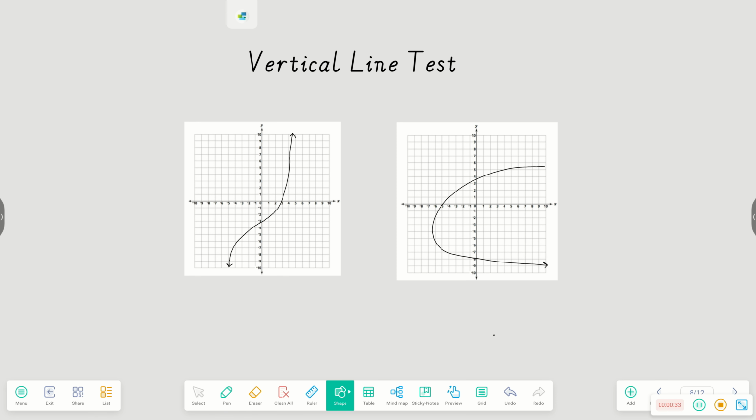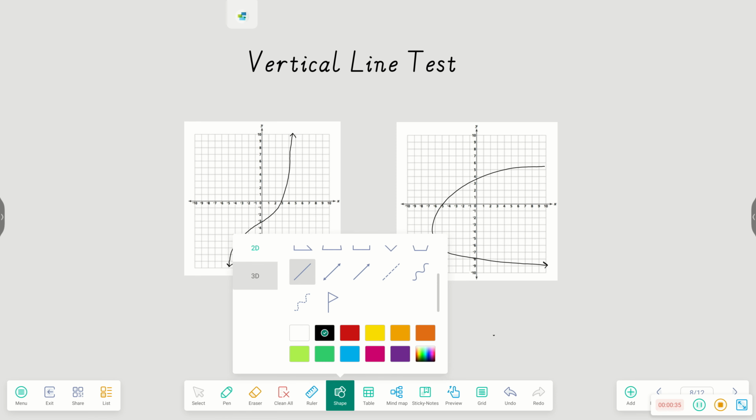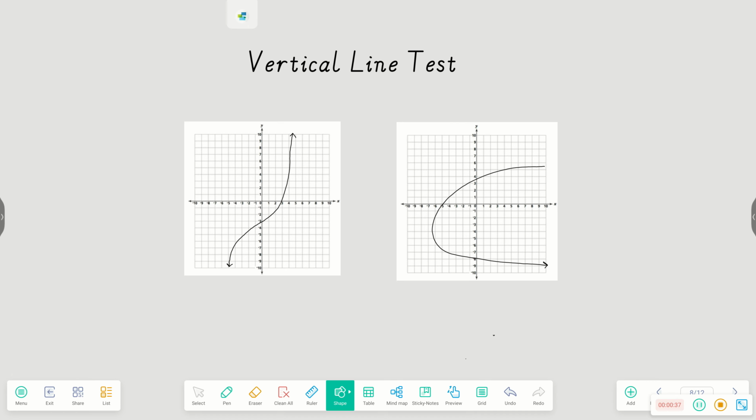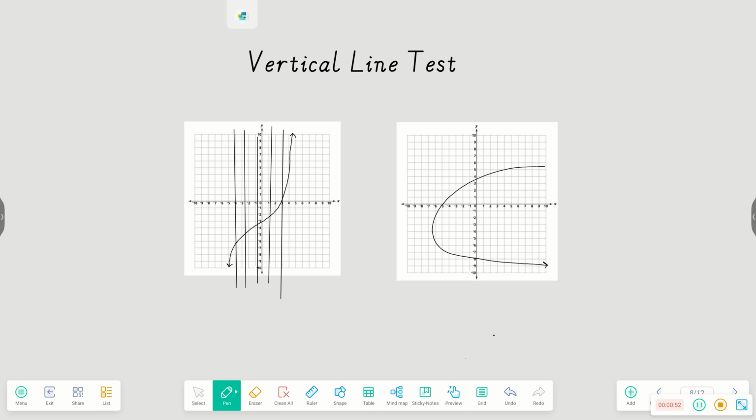So for example, let me get a line here. If I have this first graph, I can draw a line anywhere on here, a vertical line. These are not exactly vertical, I wish they were, but I can draw a vertical line anywhere on here, and you can see that this is only crossing this graph once at a time. So it's crossing here, here, here, here, and it's not crossing any other spots other than that. It's not crossing more than once.